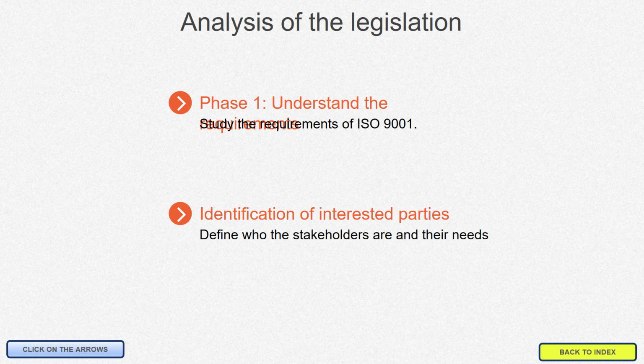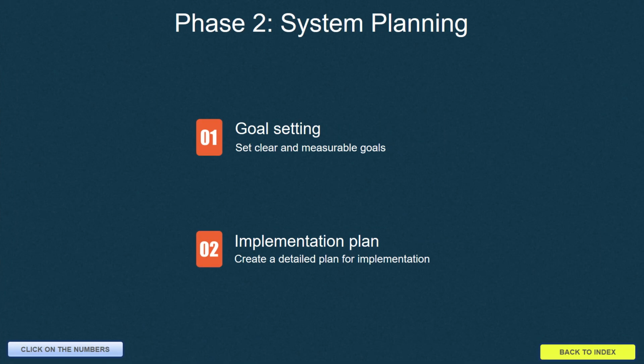The first phase is to understand the requirements of ISO 9001. This involves studying the standard in detail and identifying interested parties. Clearly define who your stakeholders are and what their needs entail to ensure successful implementation. System planning is critical. Set clear and measurable goals for your organization and develop a detailed implementation plan that outlines each step of your approach towards compliance.